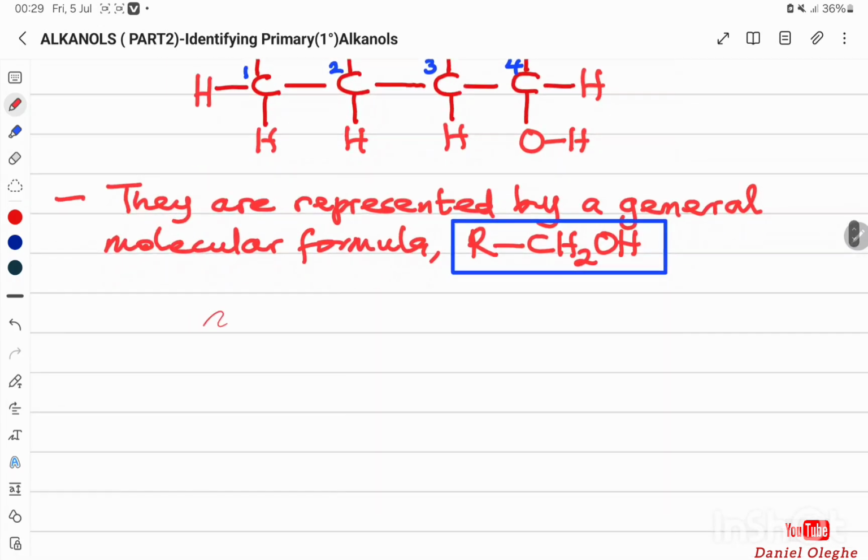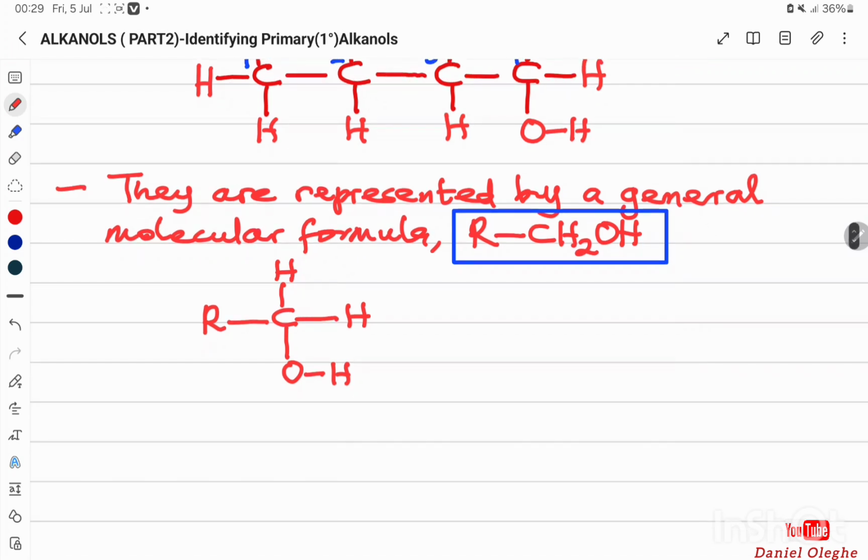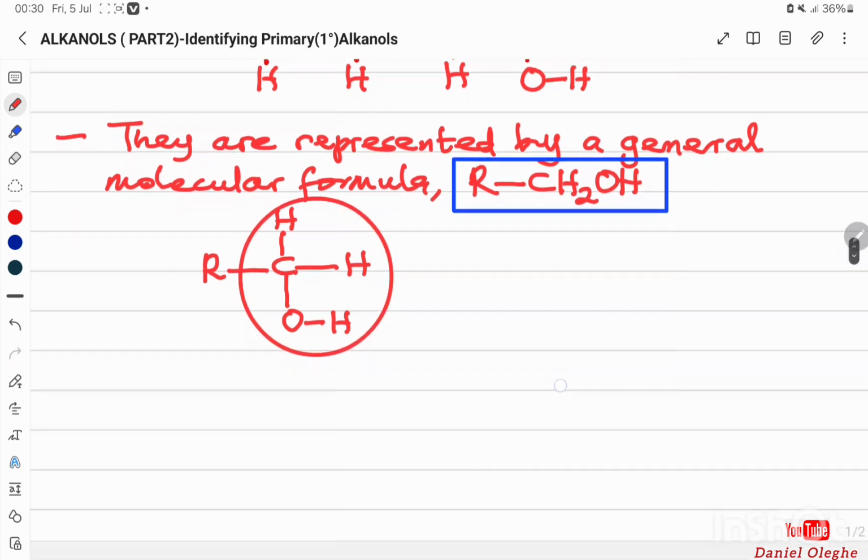So for instance, you have R, CH2, then OH here. So we can see that there is an alkyl group and also we have the CH2OH group. So that means the CH2OH group is what we can use to identify a primary alkanol.